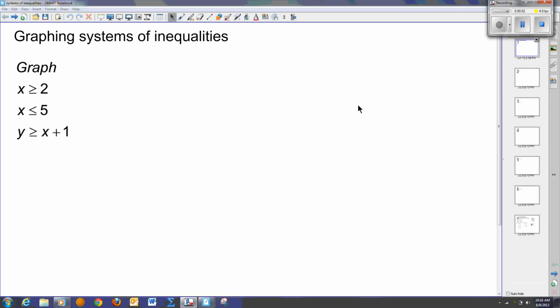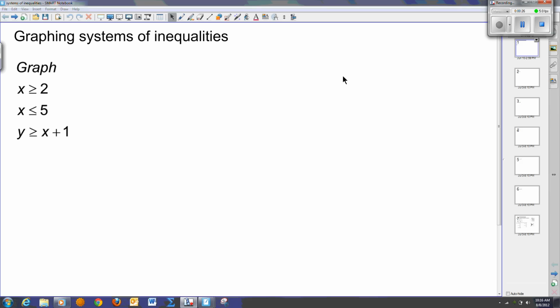Today we talk about systems of inequalities. The difference between systems of inequalities and systems of equalities is that when we talk about a system of equalities, we get a solution at a point. When we talk about a system of inequalities, our solution is actually a region of points that satisfy the conditions given in the initial problem.